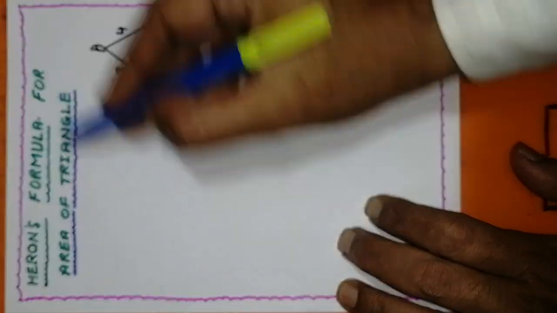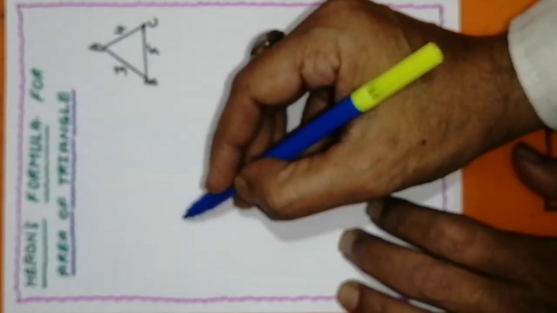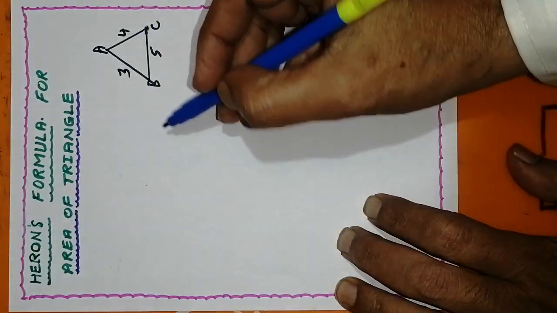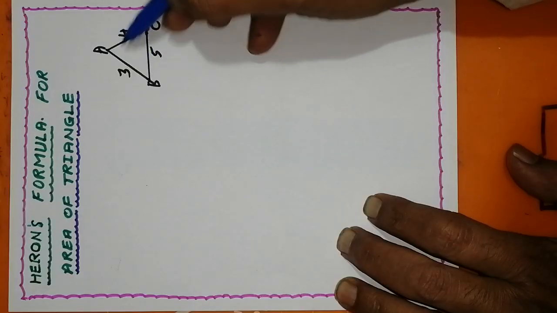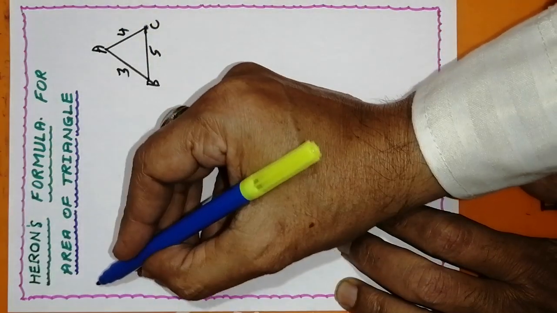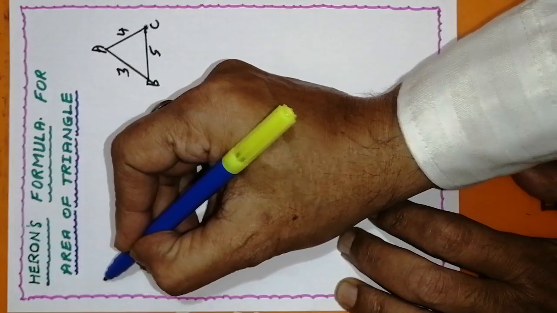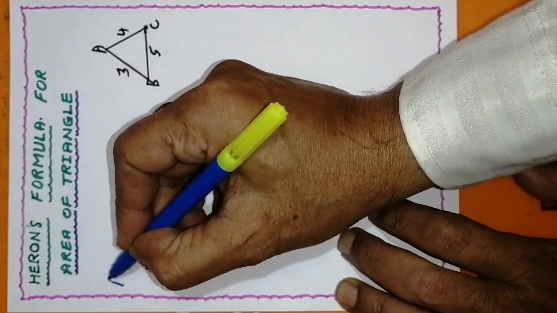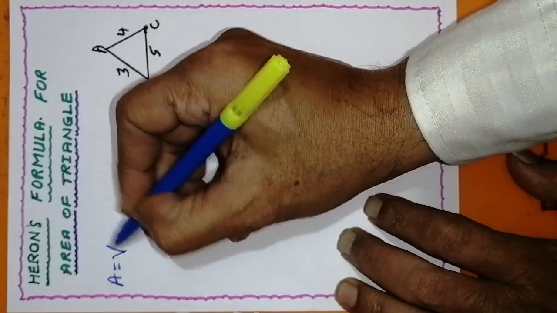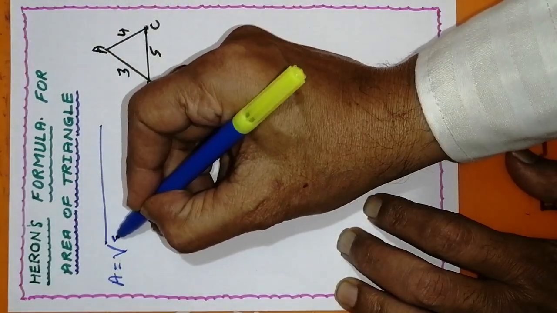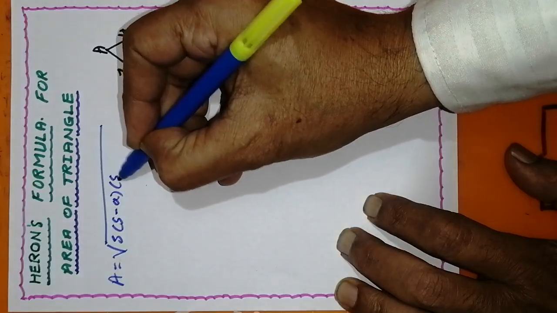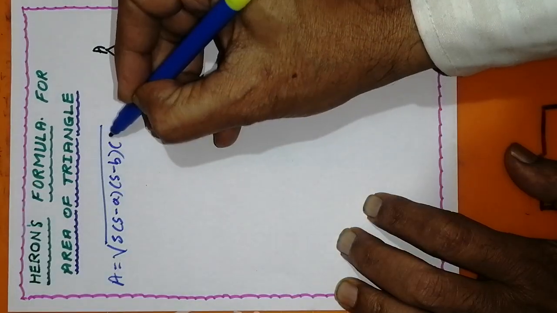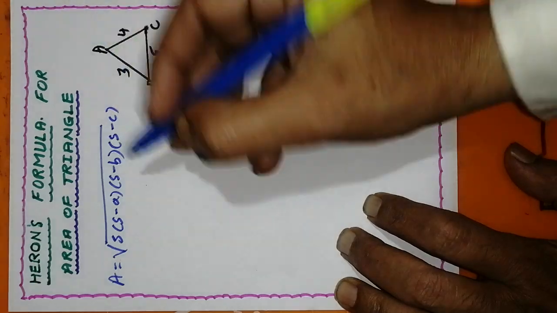Heron's formula for area of triangles. Here is one example: triangle ABC, a 3, 4, 5 centimeter sided triangle. Heron's formula is: area of triangle A is equal to the square root of S into (S minus A), (S minus B), (S minus C).